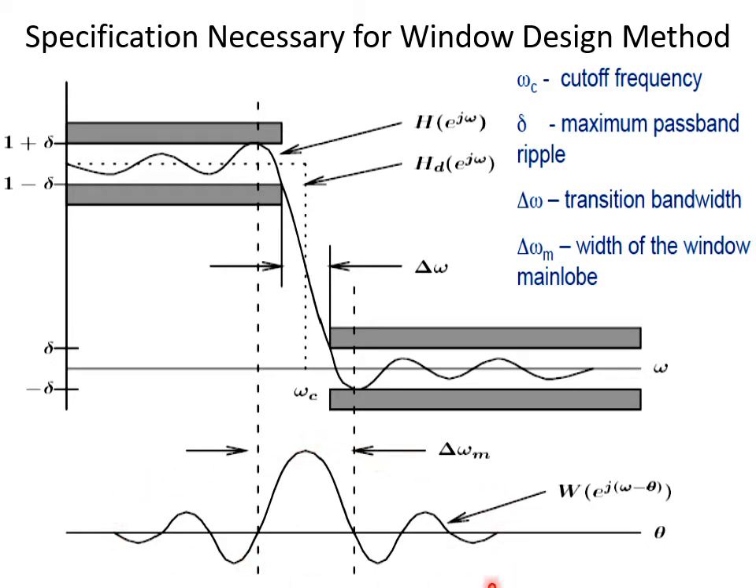So this is the frequency response of the window function being used, and the width of the main lobe is represented by delta omega m. You can see the ripples in the pass band are the same as the ripples in the stop band, represented by delta. So pass band ripples and stop band ripples are represented by delta here. And now we are going to discuss some key properties which will be used in designing.